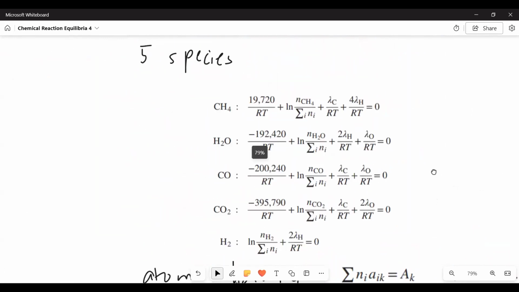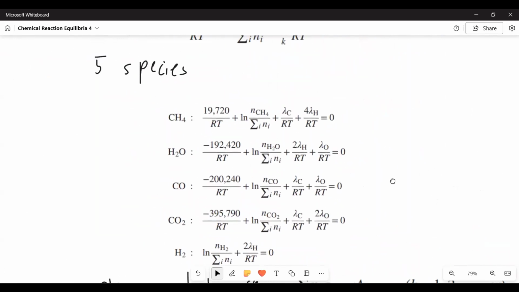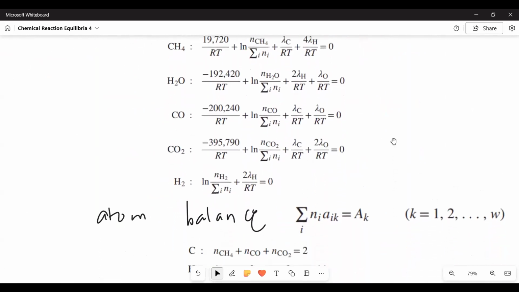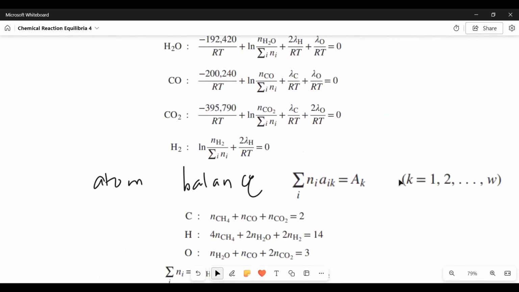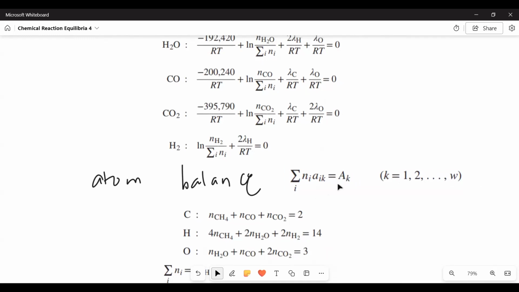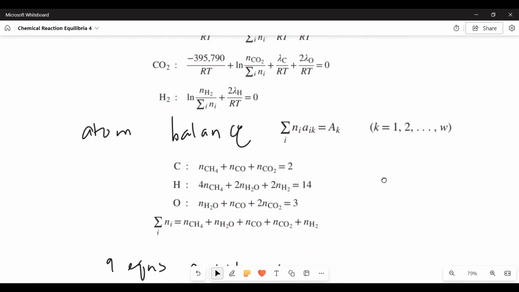Okay, so after writing the equilibrium equation for the 5 species, the next step is to make a material balance, or more specifically, an atom balance. And we do this by using this equation. Remember that we already evaluated the value of capital A sub k earlier. So we have 3 kinds of atoms: C, H, and O, and we make a balance for each.